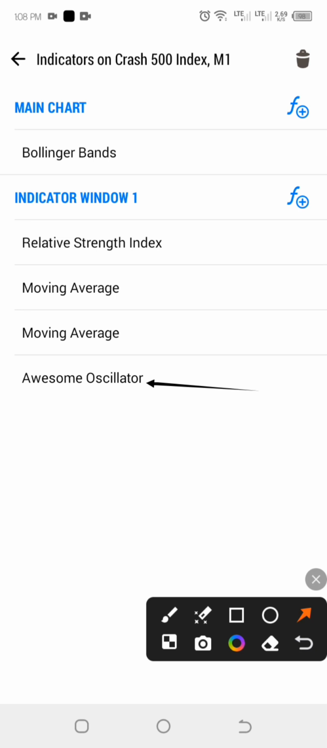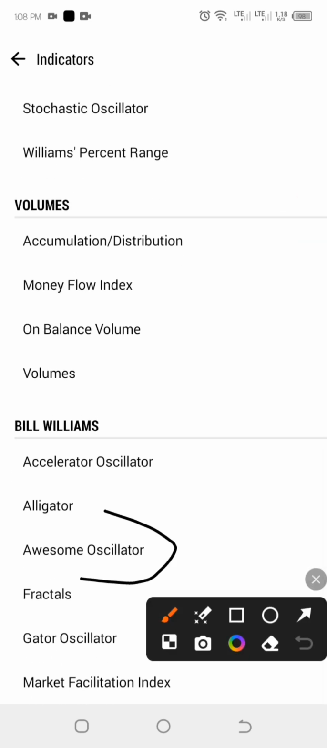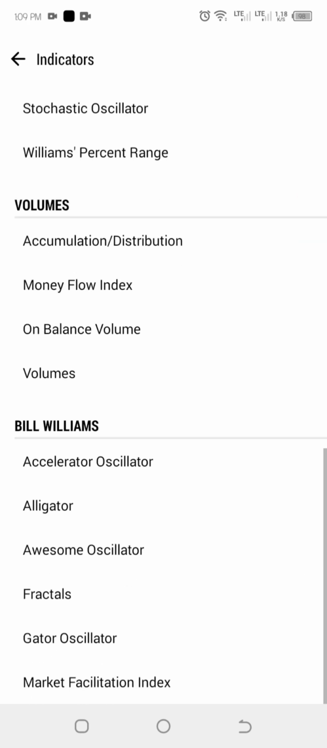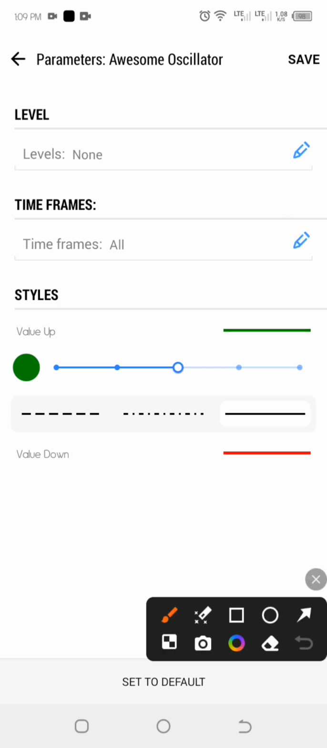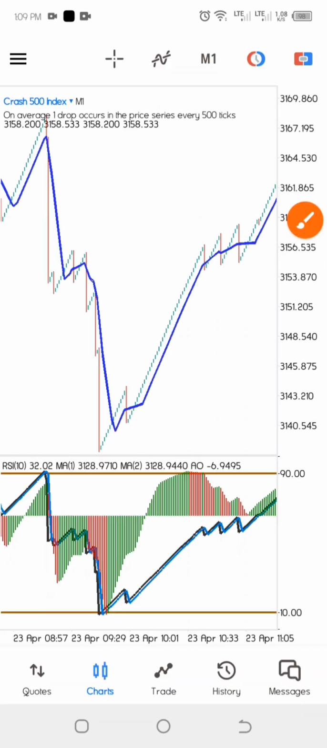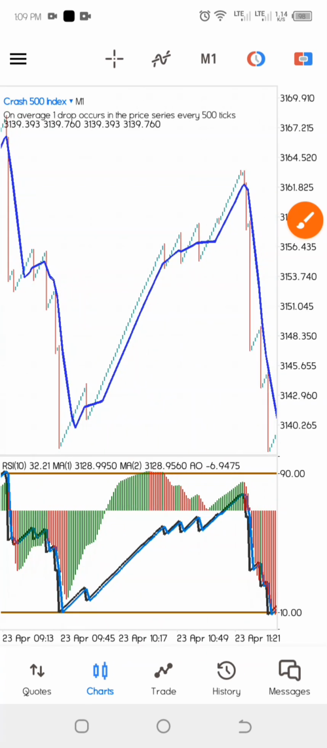Now to add the awesome oscillator, we click on this F plus right here, scroll down to the last, and then search for awesome oscillator, which you can clearly see right here. Click on the awesome oscillator, set it as default, then click on save, and that is all the indicator we are going to be using for the strategy.